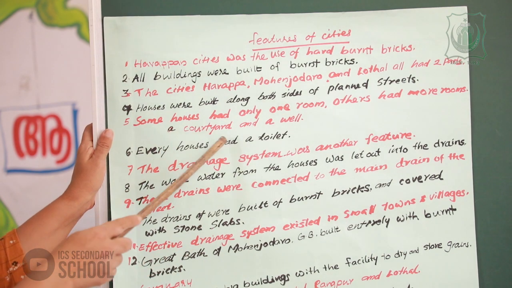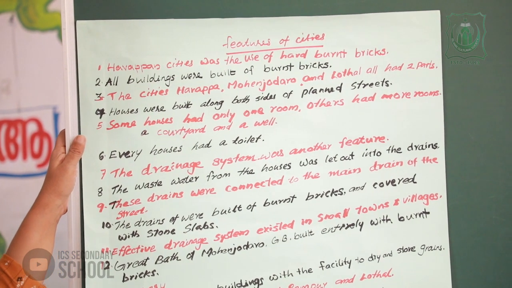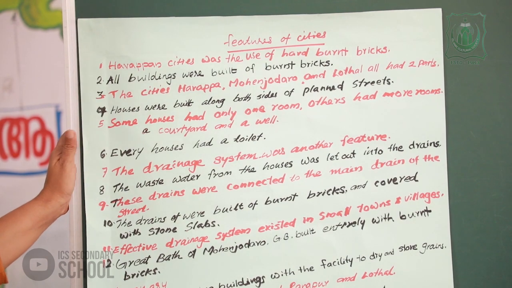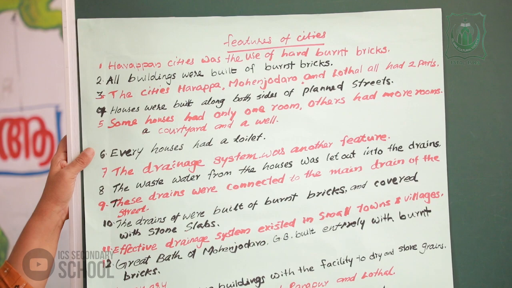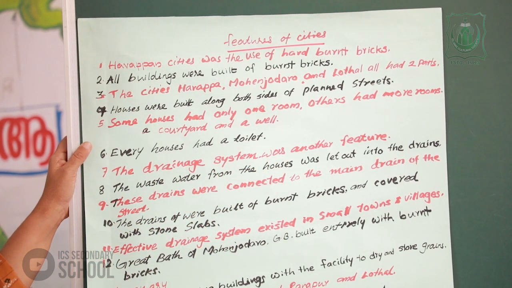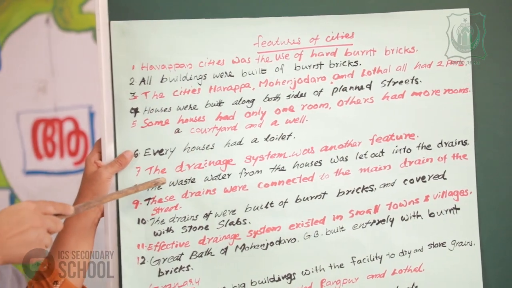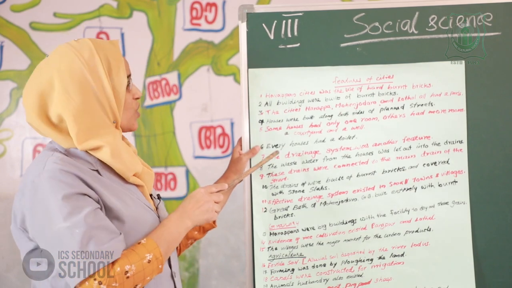Then a courtyard and a well. In some places there was a one room system, and in some places more rooms. Every house had a toilet. It's an important point. Every house had a toilet. This is a point about Harappan cities, in the early days.